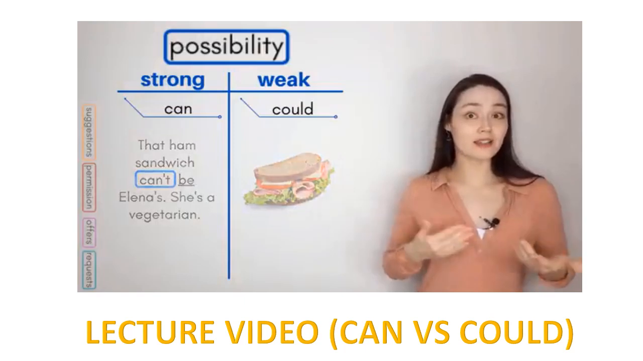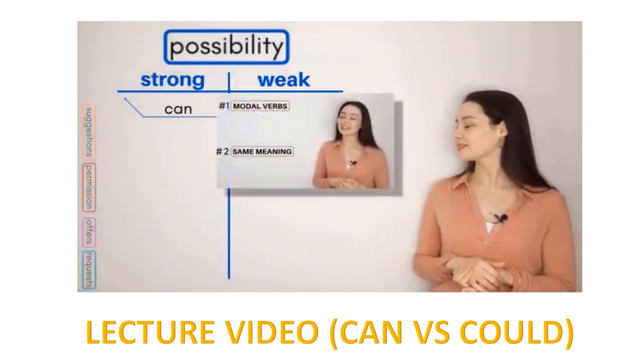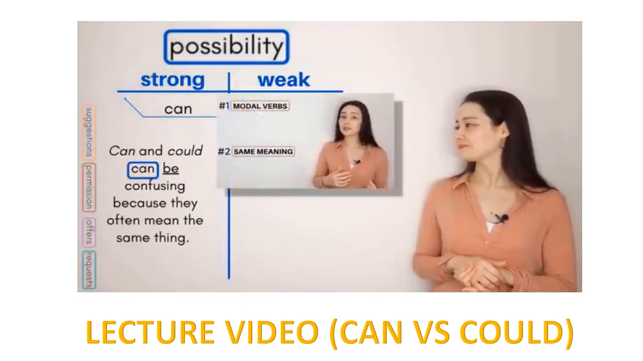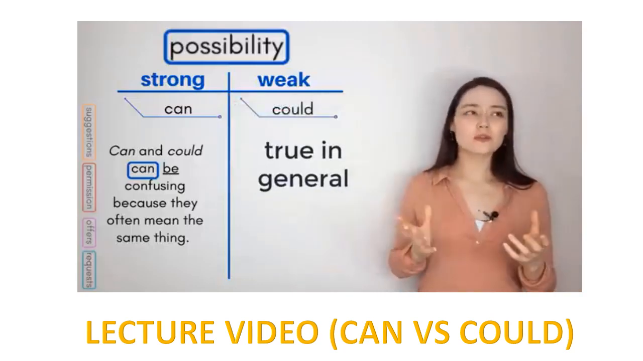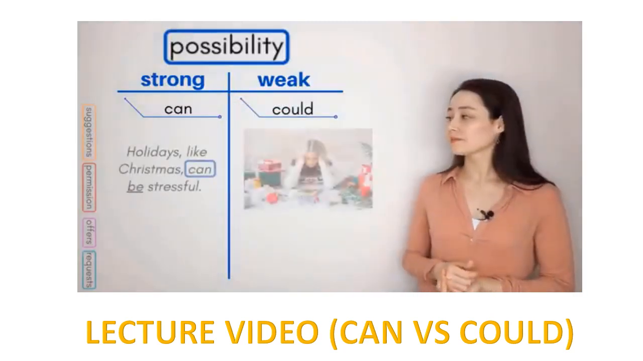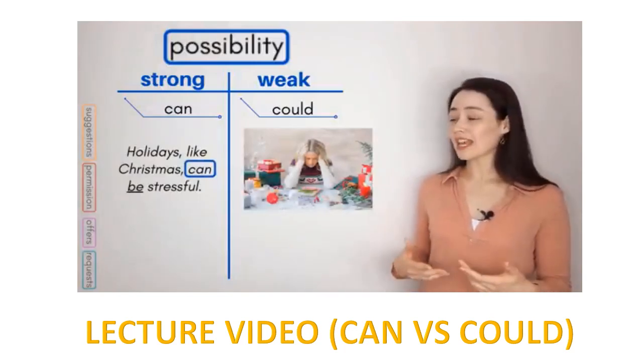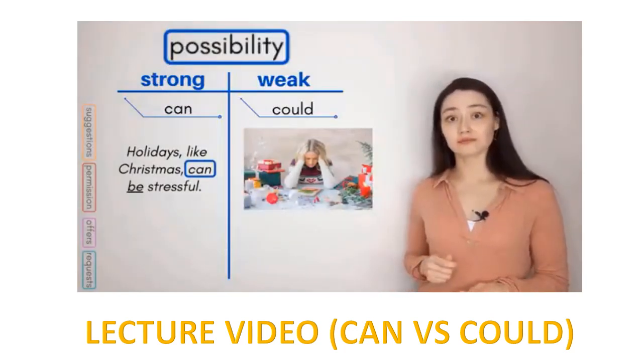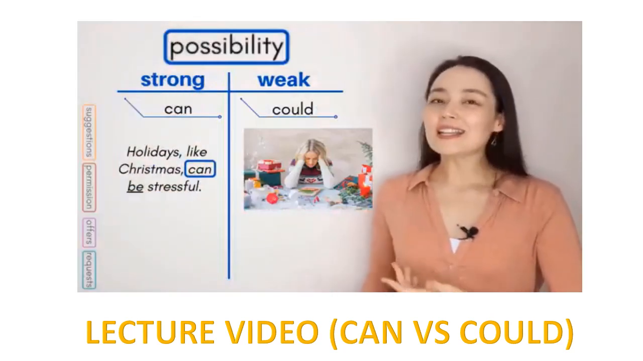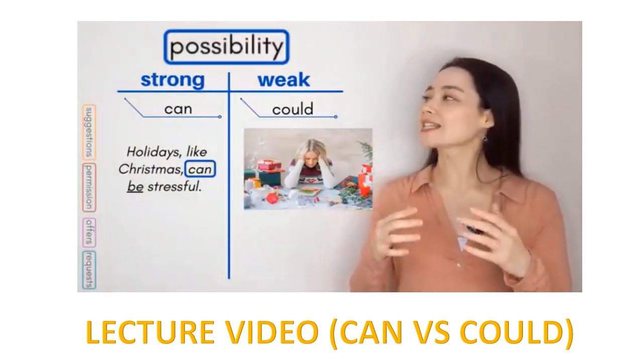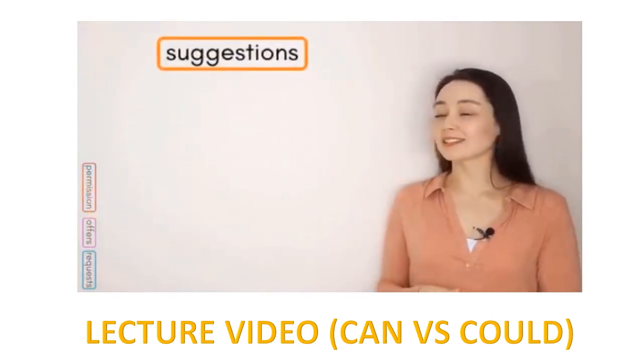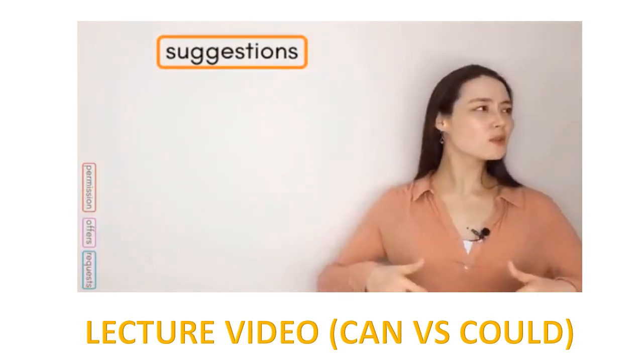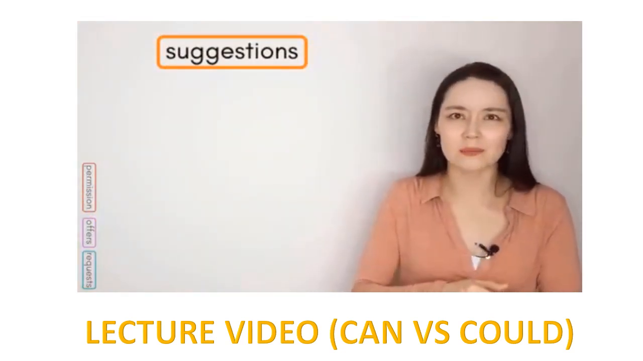Earlier in the lesson, I said, can and could can be confusing because they often mean the same thing. We often use can for strong possibilities because they are true in general and because of personal experience. Holidays, like Christmas, can be stressful. Okay, so you can see could is softer, it's a little weaker. That's why we use could for suggestions. We use could because we're suggesting something, we're not demanding something.